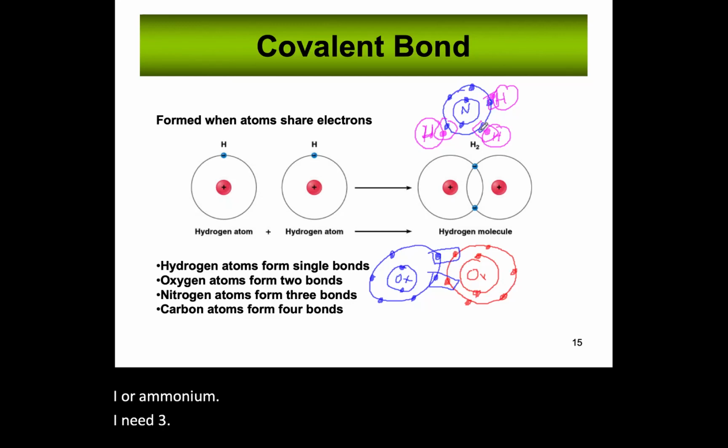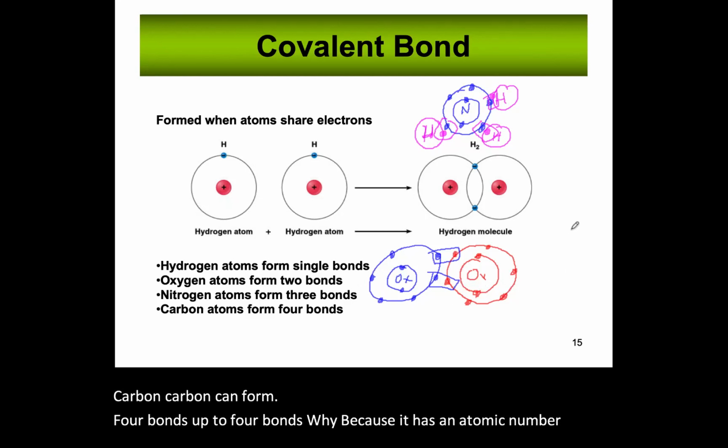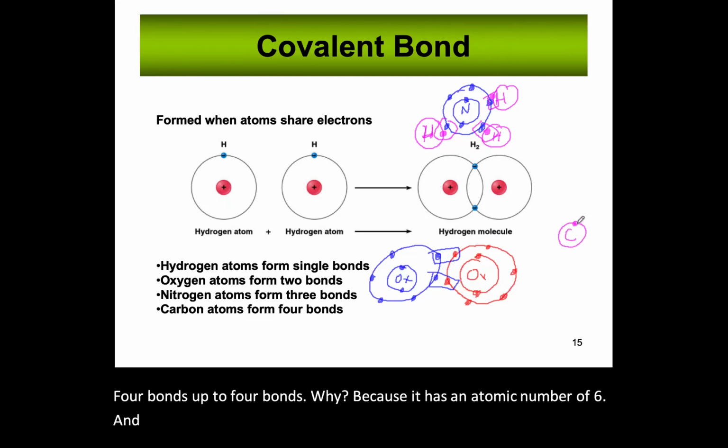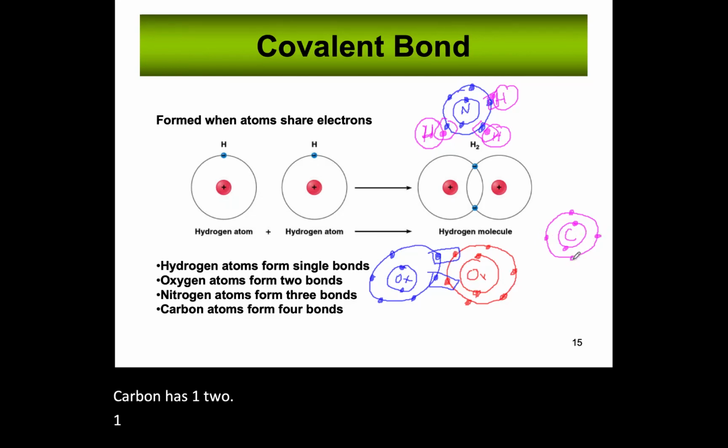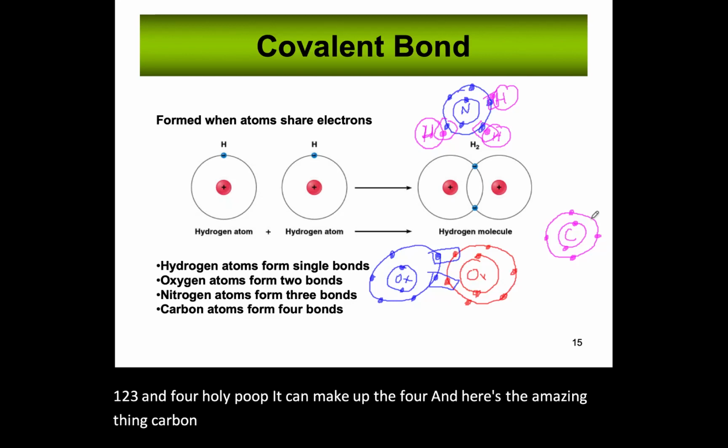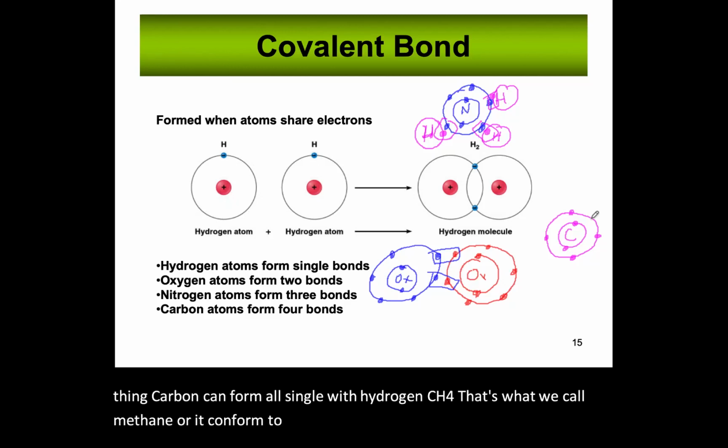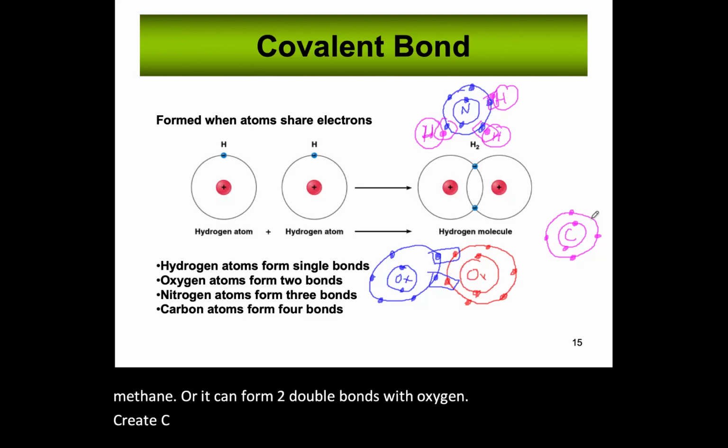Carbon can form 4 bonds, up to 4 bonds. Why? Because it has an atomic number of 6. And so carbon has 1, 2, 1, 2, 3, and 4. It can make up to 4 bonds. And here's the amazing thing. Carbon can form all single bonds with hydrogen, CH4. That's what we call methane. Or it can form 2 double bonds with oxygen, create CO2, carbon dioxide.